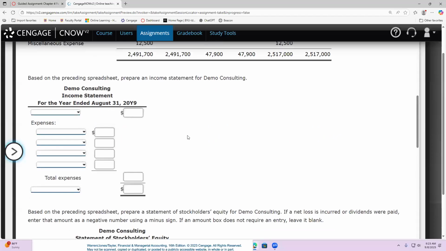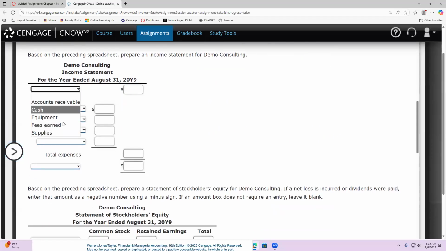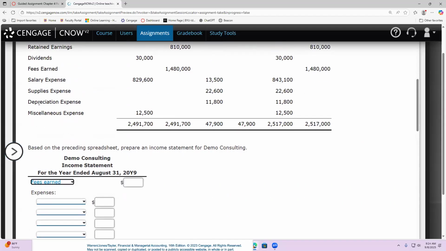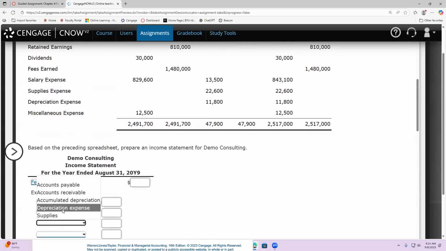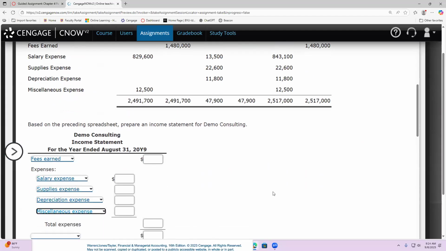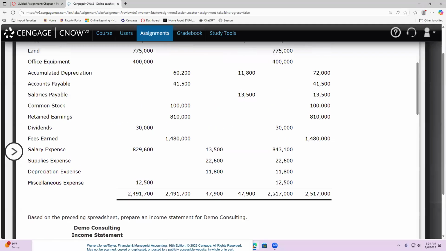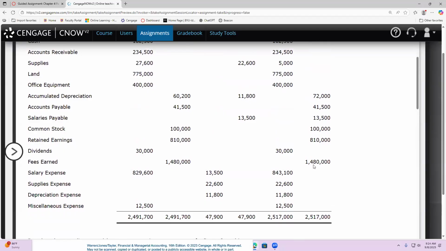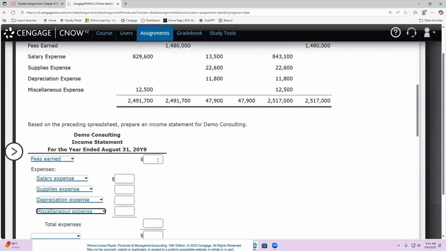All right, so let's do our income statement. It's going to have our revenue account, which was fees earned, and our expenses, which are all right here: salary expense, supplies expense, depreciation expense, and miscellaneous expense. And then we'll just take the values straight off of the adjusted trial balance. So fees earned, 1 million. Good job, buddy. 480,000.